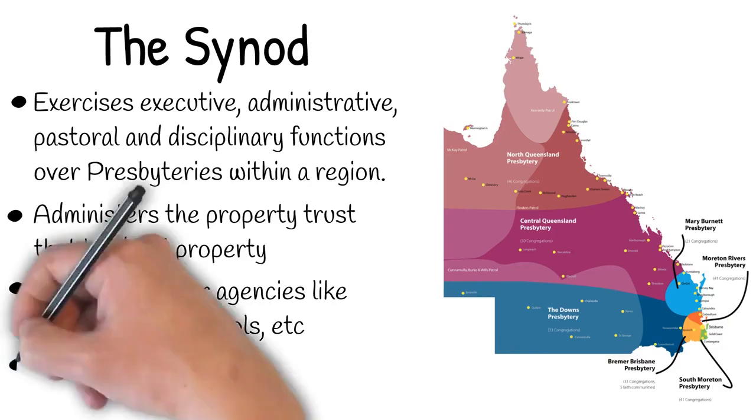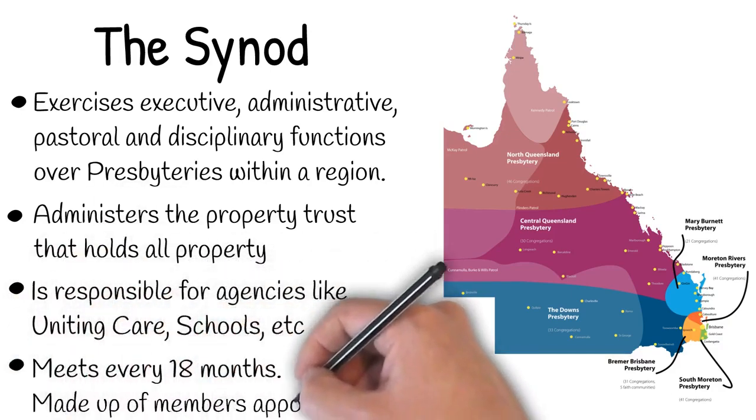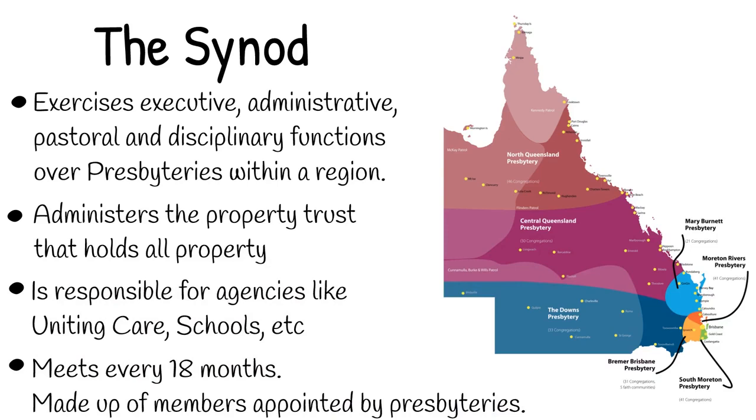The Synod meeting meets every 18 months, and it's made up of members who are appointed by presbyteries. And again, if you'd like to go along to a Synod meeting, just let us know and we can have your name passed on for consideration through the presbytery.